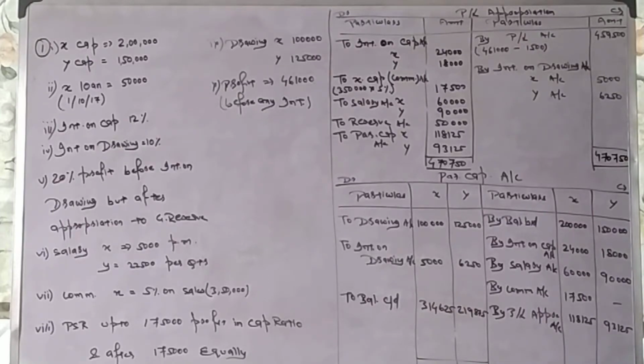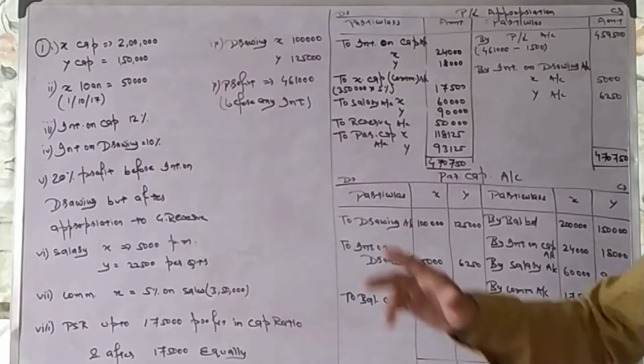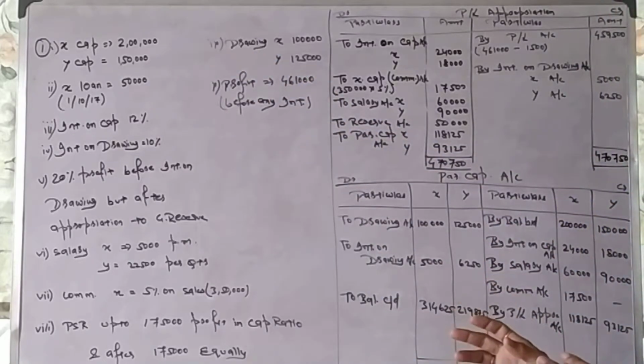That will come 1,75,000. Remaining profit, that is 51,000 something. It will come to 2,11,000 minus 1,75,000, that is 36,250. 36,250 will be divided equally. So up to total 2,11,000, 1,75,000 will be divided in capital ratio and remaining will be divided in equal ratio.